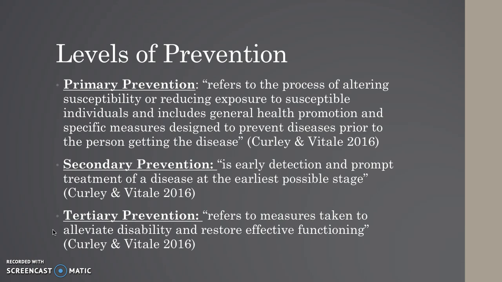Levels of prevention. There are 3 main levels. Primary prevention refers to the process of altering susceptibility or reducing exposure to susceptible individuals and includes general health promotion and specific measures designed to prevent diseases prior to the person getting the disease. Secondary prevention is early detection and prompt treatment of a disease at the earliest possible stage. Tertiary prevention refers to measures taken to alleviate disability and restore effective functioning.